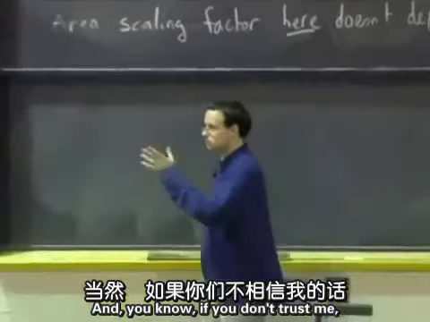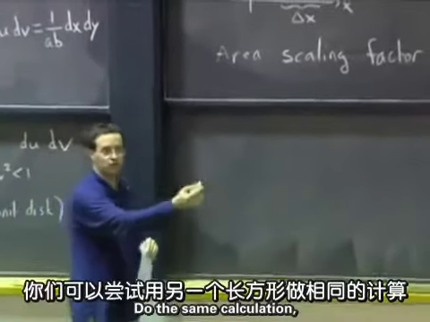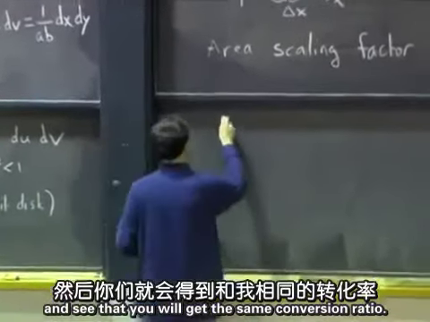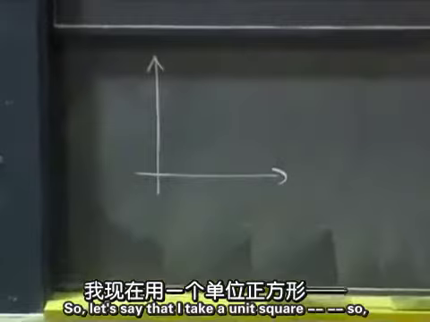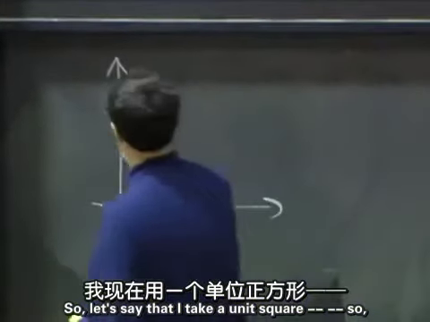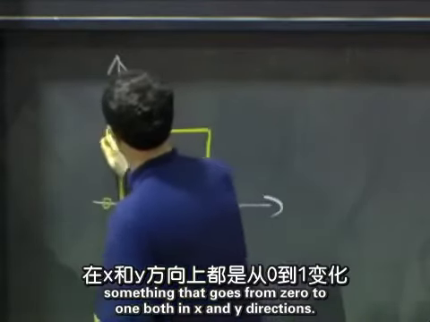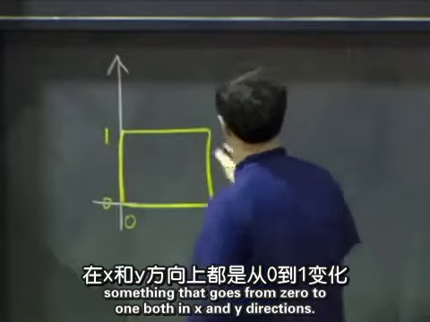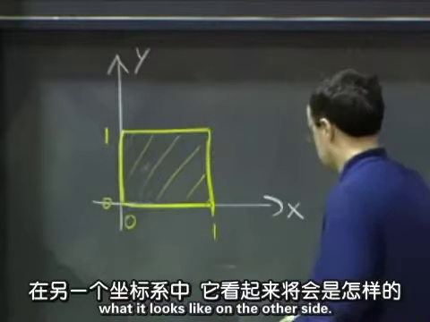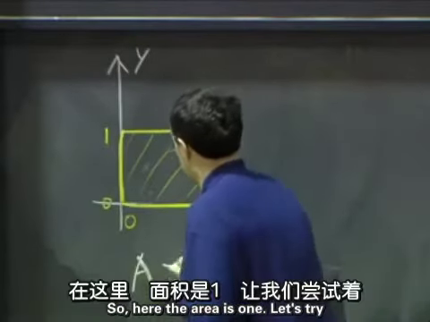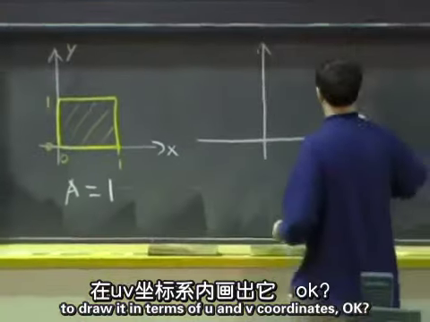And if you don't trust me, then while I'm doing this one, do it with a different rectangle, do the same calculation, and see that you will get the same conversion ratio. So let's say that I take the unit square, so something that has size that goes from 0 to 1, both in x and y directions. Okay, and let's try to figure out what it looks like on the other side. So here, the area is 1. Let's try to draw it in terms of u and v coordinates.